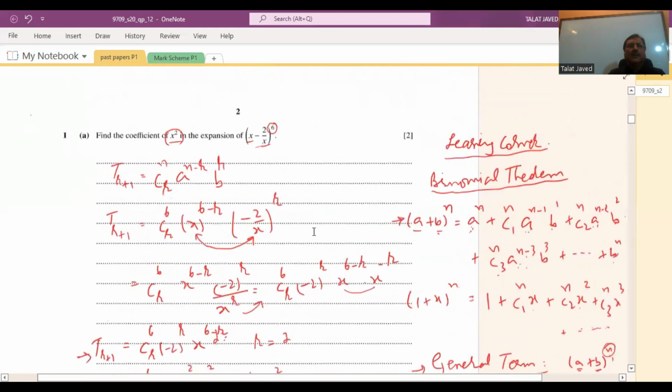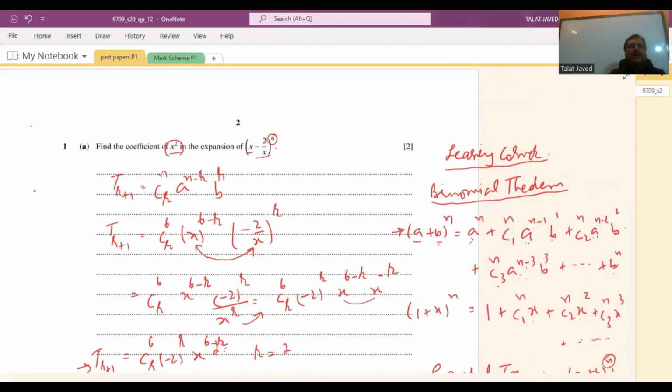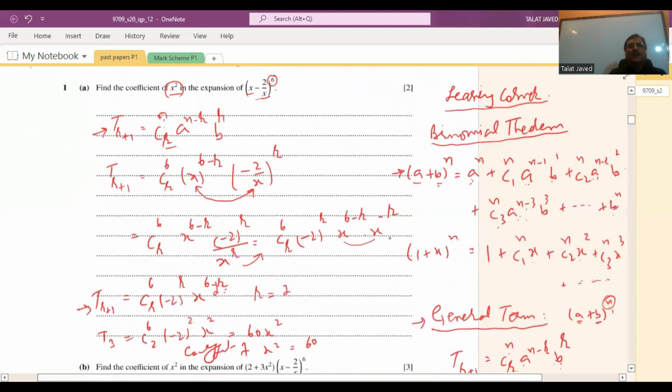Now in this question number 1, find the coefficient of x square in the expansion. So we apply this general term formula, tr plus 1 equal to ncr, a raised to power the difference of these two numbers, n minus r, and b raised to power r. So tr plus 1 equal to: the first term is x and the second term is minus 2 over x, and this is n. So 6cr, x raised to power 6 minus r, and b is minus 2 over x, raised to power r.